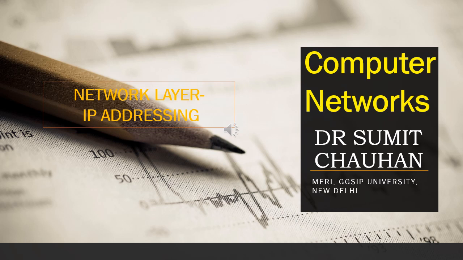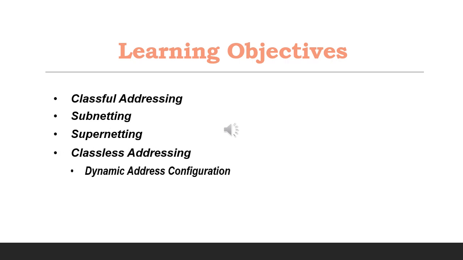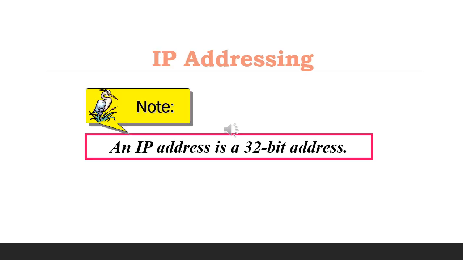Today in this video we'll talk about the network layer, and specifically about logical addressing, which we also call IP addressing. Learning objectives are: we'll discuss the internet address, classful addressing, subnetting, supernetting, classless addressing, dynamic address configuration, and network address translation, NAT. For IP addressing, we have two versions: one is IPv4, the other one is IPv6.